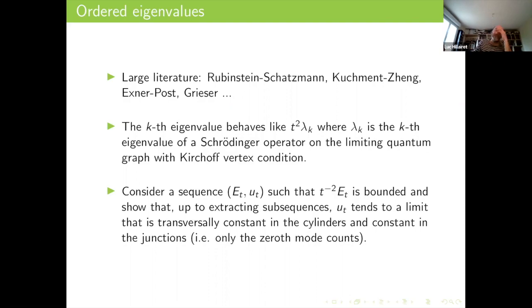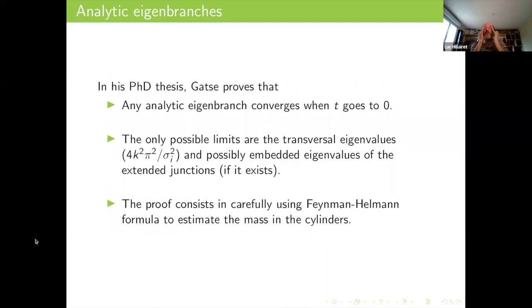And so that's for ordered eigenvalues. I have a student, Franchel Gatz, who studied the analytic eigenbranches in his PhD thesis for these kinds of problems. What he proves is that any analytic eigenbranch converges when t goes to 0, and that the only possible limits are the transversal eigenvalues, so these are the 4k squared pi squared divided by sigma I squared. These are the thresholds we were discussing before.